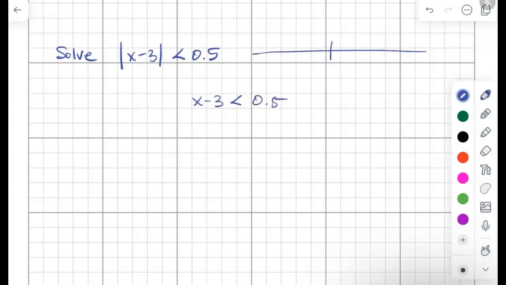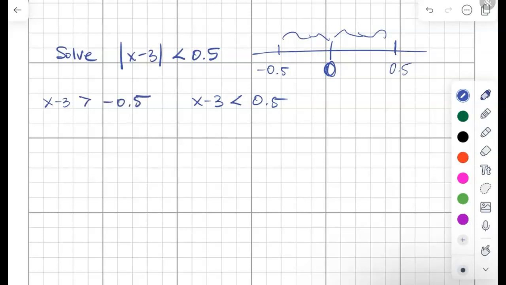So if we think about the number line, distance from 0, so it has to be smaller than this distance, 0 to 0.5, or that distance could be over here and be greater than the distance from 0 to negative 0.5. So what we are doing here is we're setting it less than the positive value, and we're going to do greater than the negative value.